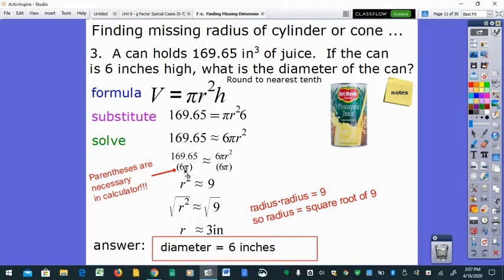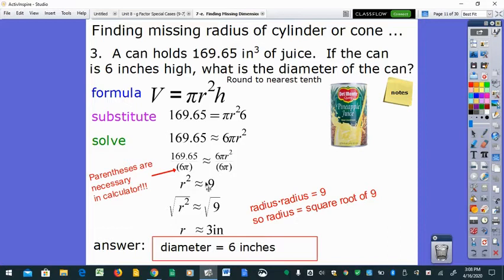And again, just like the last time, when I go to my calculator, I take 169.65 and I'm going to divide it by parentheses 6 times pi. Make sure the parentheses are in there. You're dividing by the whole product, so you want to do that first. So 169.65, hit your division button, your parenthesis, 6 times pi, your end parenthesis, and hit equals, and you should be seeing the number 9. But that doesn't equal the radius. That equals the radius squared.